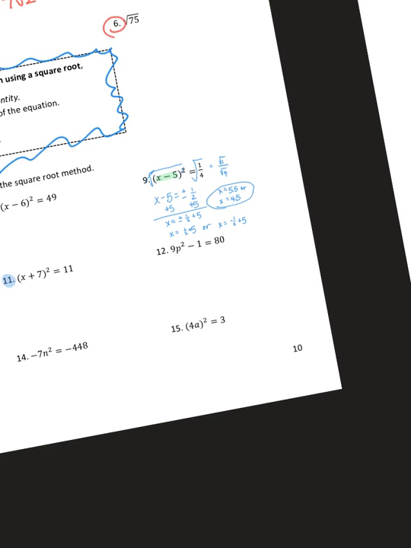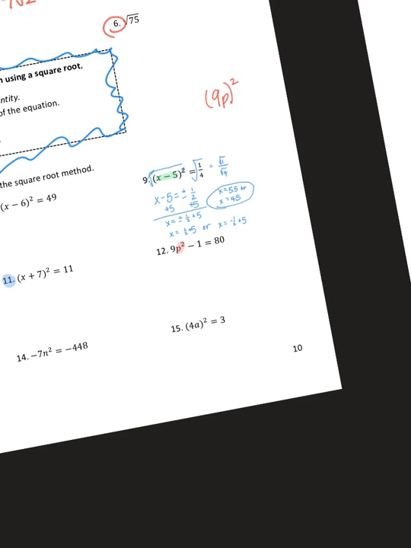So in number 12, remember that the first step is to identify what is being squared, okay? If we read number 12, it says 9p squared minus 1 equals 80. So the only thing that's being squared is the p, okay? The 9 is not being squared. If the 9 was being squared, it would be in parentheses like this. It would say 9p quantity squared, okay? And that's not the case here.